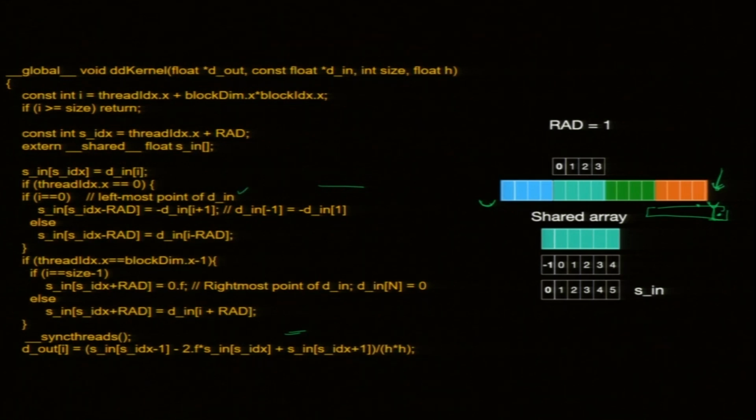So, let us look at the arguments, which are d_out, output, d_in, same as before, size and h. So, this was the global array address, and now I create shared memory, const int s. So, this is external shared s_in.